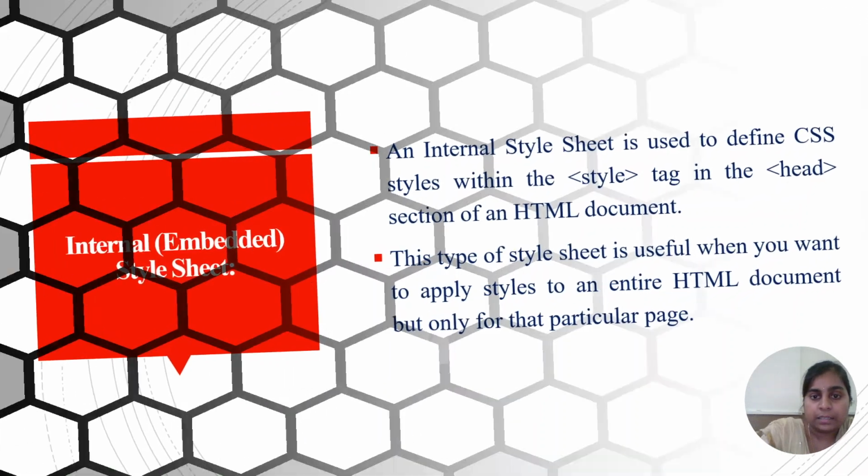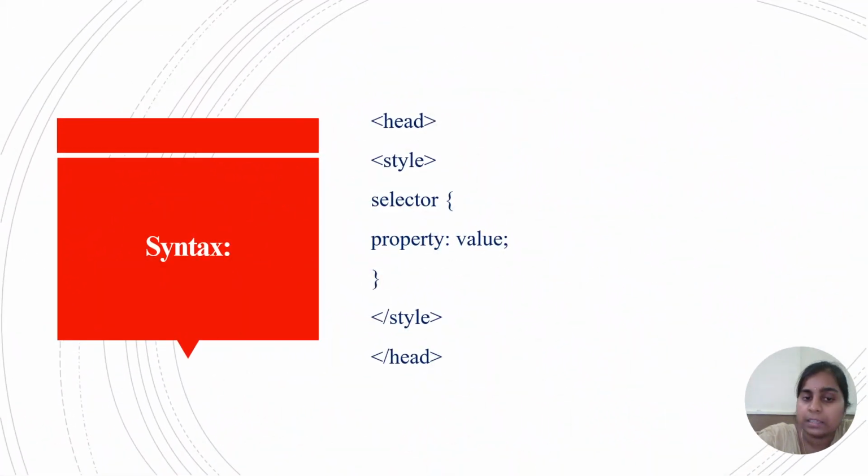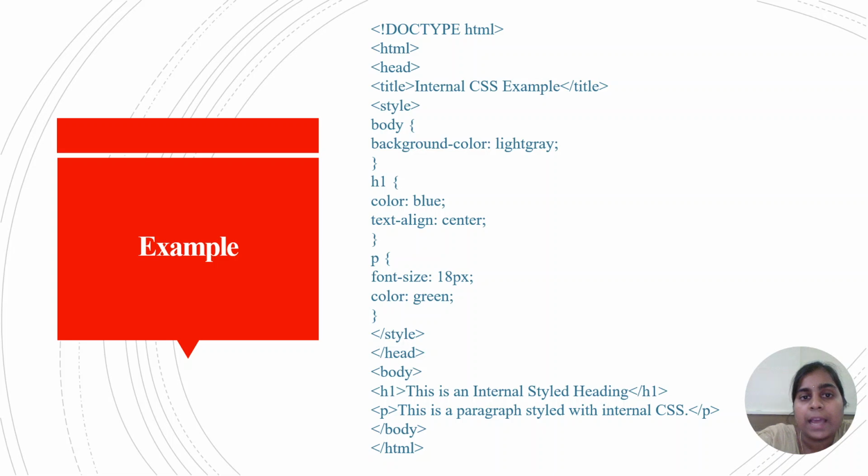Here we have the syntax for the internal style sheet. It must start with the head section and then the style tag. Here I am applying the style by taking the selector, and then the property values. Then you can apply the style in the internal style sheet.